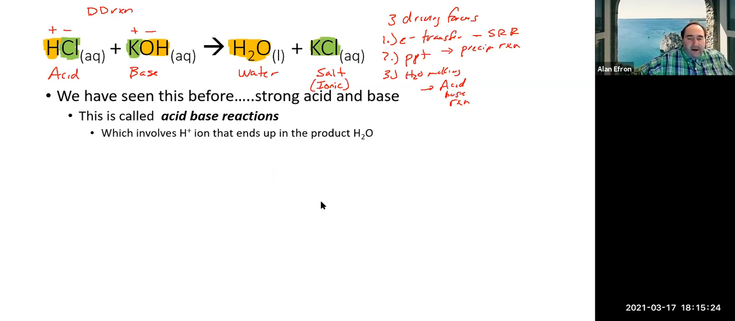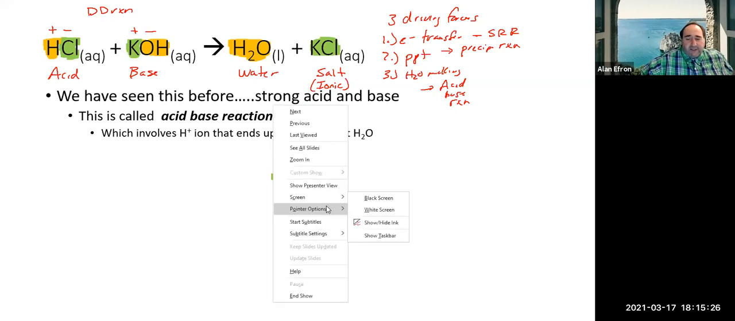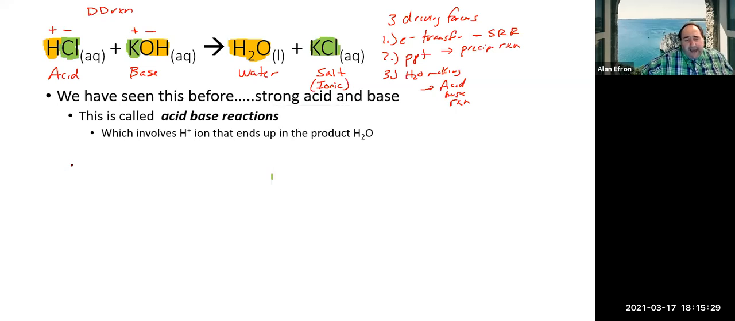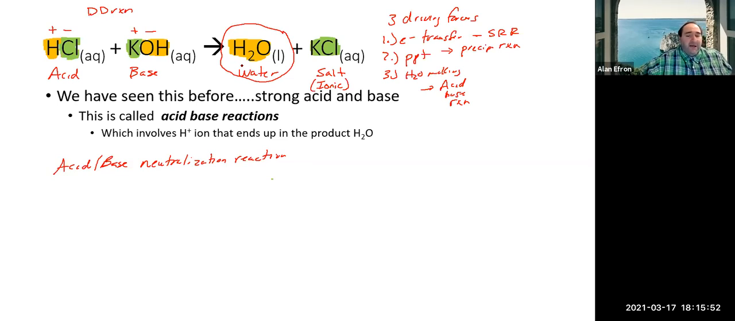So although this is oftentimes referred to as an acid-base reaction, it's also referred to as an acid-base neutralization reaction, because the ultimate thing that's happening in this reaction, the thing that's being made, is water. And that's why it's sometimes referred to as an acid-base neutralization reaction. So this type of reaction could be classified as an acid-base neutralization reaction.